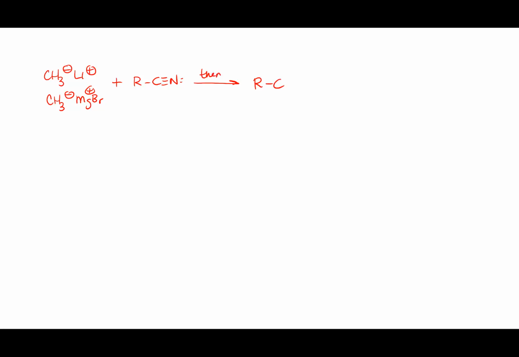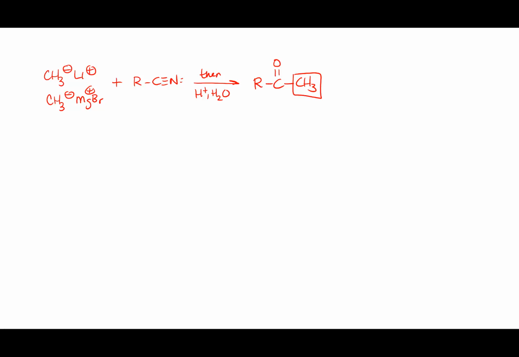Remember, whenever you react an organolithium or Grignard, there's always a then H plus H2O step. So what I'm going to make in this case is this. I'm going to make the ketone where I've replaced the nitrogen with the alkyl group of the Grignard or the organolithium. And you're probably going, where did that come from? Well, let's write the mechanism out. Can we understand this mechanism?